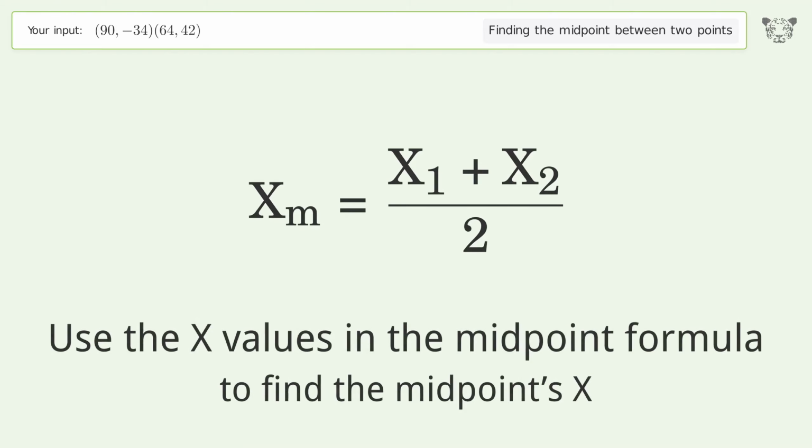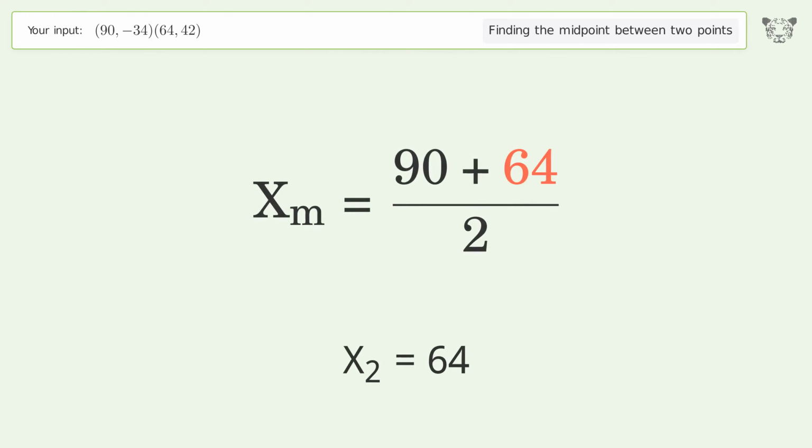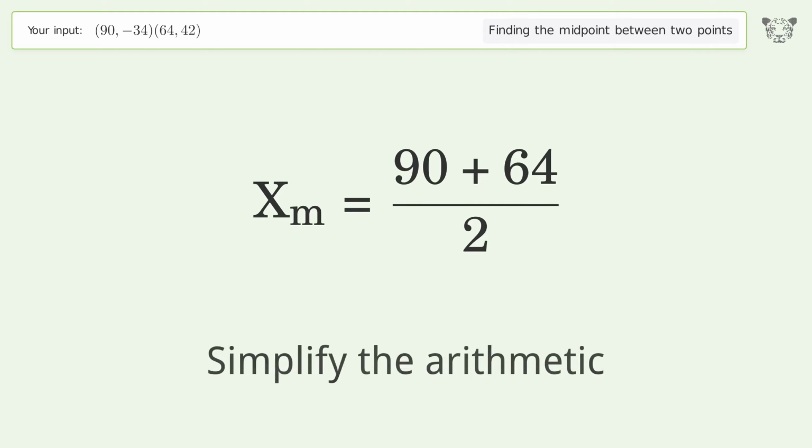Use the x values in the midpoint formula to find the midpoint's x. x1 equals 90, x2 equals 64. Simplify the arithmetic.